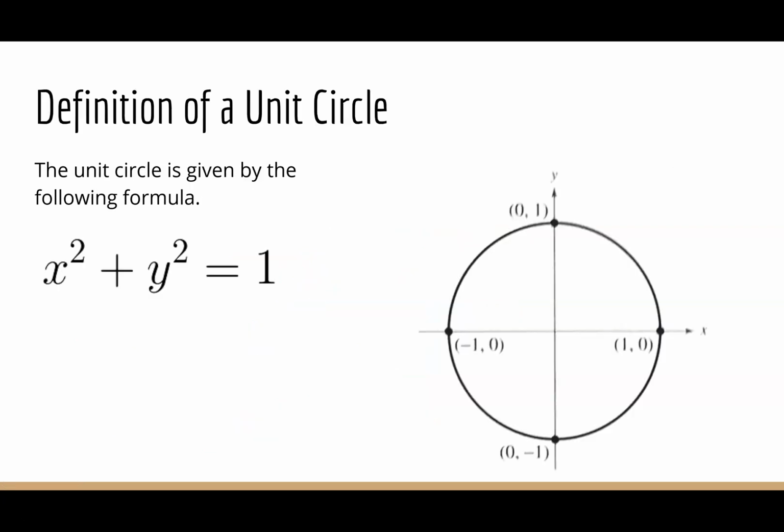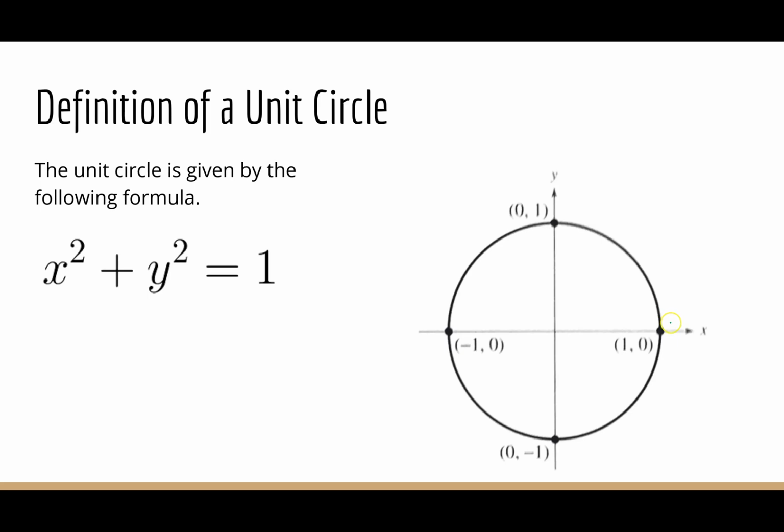So the definition of the unit circle, it's a circle with radius 1. So it has the equation x squared plus y squared equals 1. Should remind you kind of the Pythagorean theorem. On the graph over here, you can see the points at the x and y intercepts. So we have 1, 0, 0, 1, negative 1, 0, 0, negative 1.